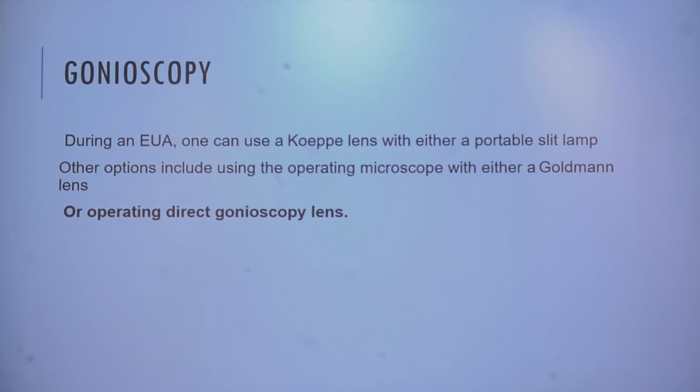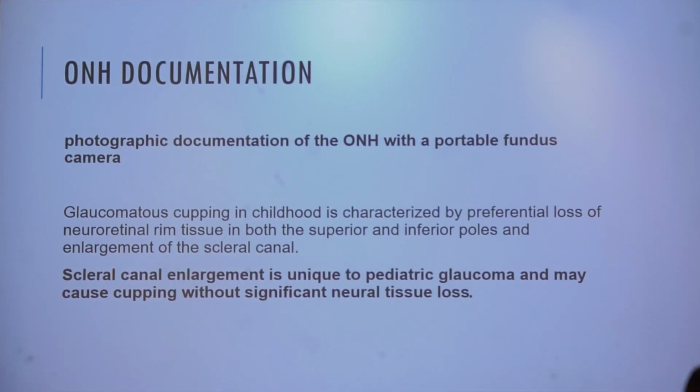Gonioscopy, either you can do with Koeppe's lens, or if you have it, the Goldmann lens, or even the direct surgical gonio lens. With that you can do the gonioscopy to find out how the angle structures are. ONH documentation is a very important part. Photographic documentation is definitely good if you have a portable fundus camera.